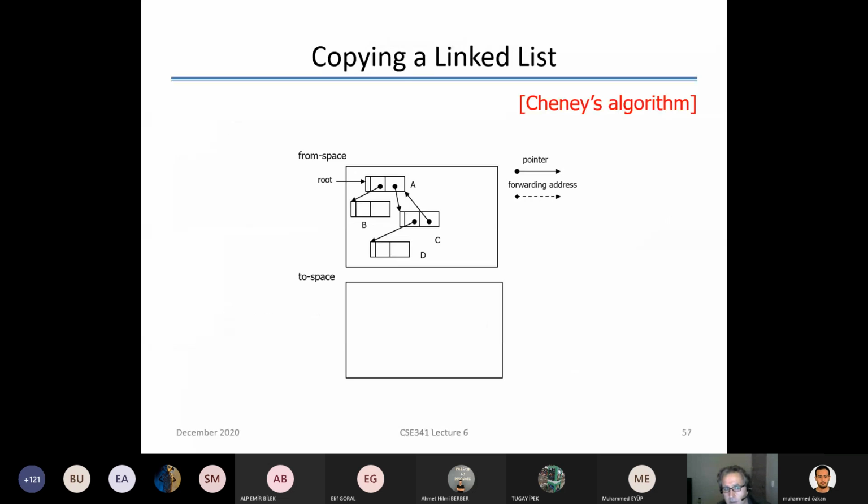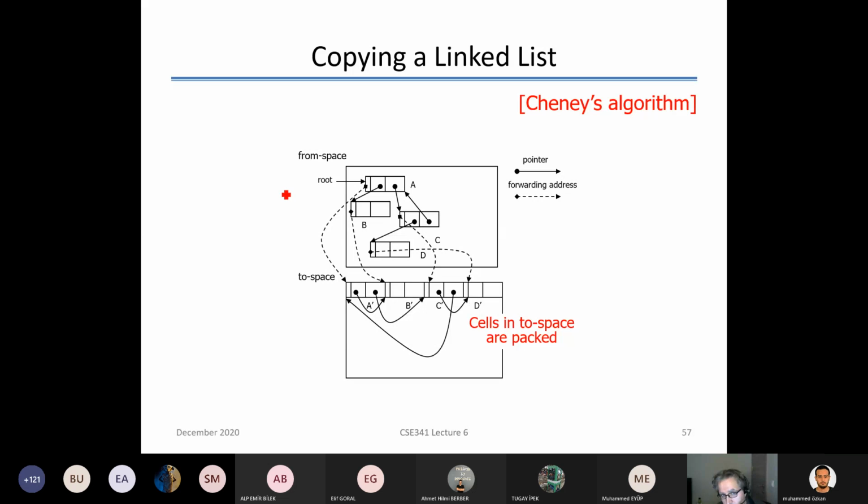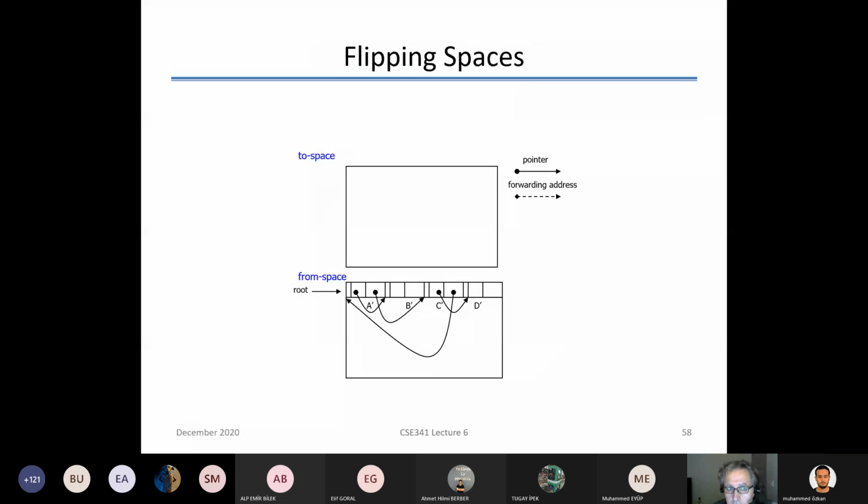So there is an example. This is from space, this is to space. I have this data structure. I start from the root. I copy one here, another one here, and so forth. Now, of course, I have to update these links. You know that actually these links are no longer the same. So these links have to be updated. So there is quite a bit of copying and updating those links. So a lot of writing to the memory. When you flip it, you are done.